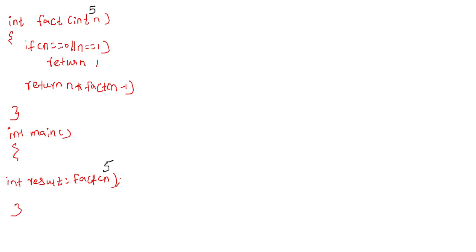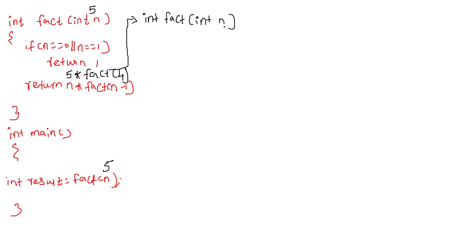Check the condition. n equal to 0? No. n equal to 1? No. So the condition is not true. I'll go here. Return n. What is my n value? 5. 5 into, I'm calling a copy of the function itself. So fact of n minus 1. What is my n value? 5. 5 minus 1 is 4. So from here, I am calling a recursive function once again, which means the same function will be called once again here.